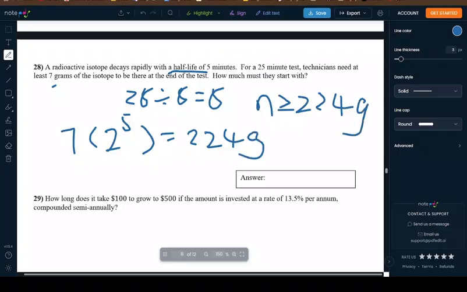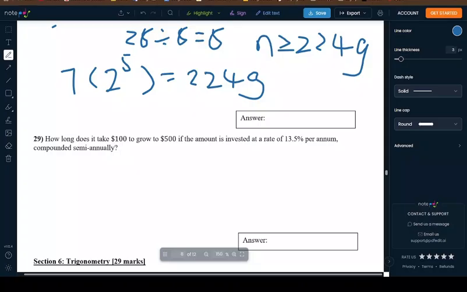Always write your unit. How long does it take $100 to grow to $500 if the amount is invested at a rate of 13.5% per annum, compounded semi-annually? So what's our interest per compounding period? 13.5 semi-annually, twice, so our interest rate is 6.75. So we want 500 equal to 100 multiplied by 1.0675. Let's divide that by 100 to get a rate.